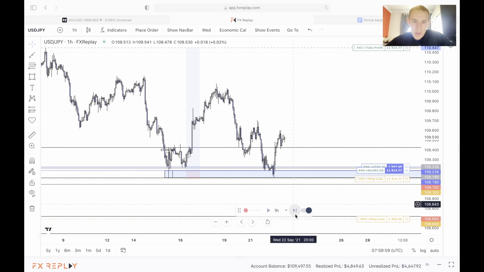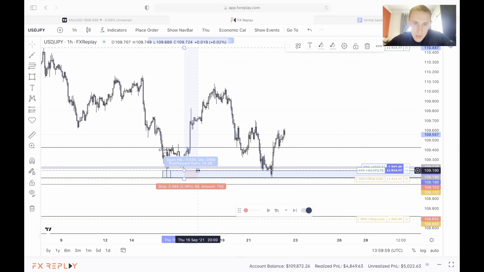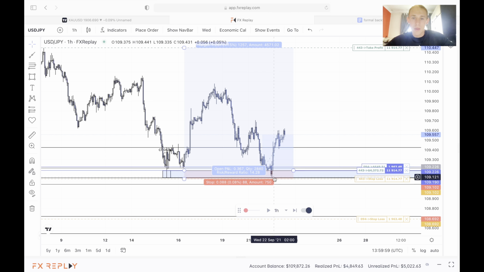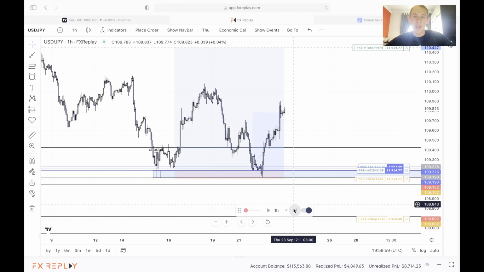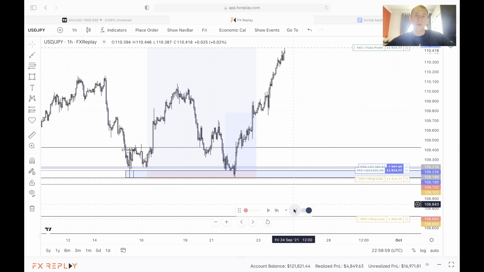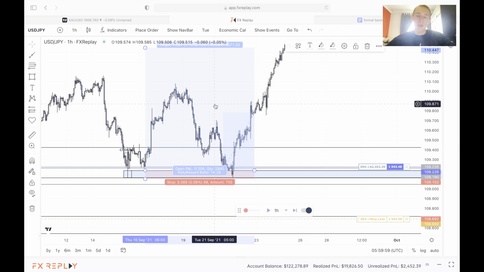Almost hit the stop loss. I think we maintained the demand though. Yeah, as you can see, we still didn't close below the area of demand, so it's still valid. See what price does now. There we go. Lovely trade, that one.